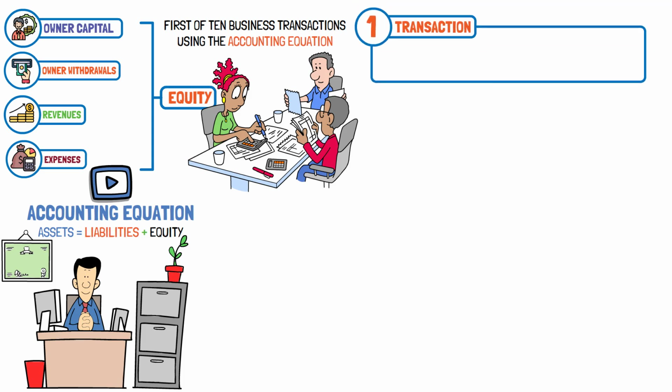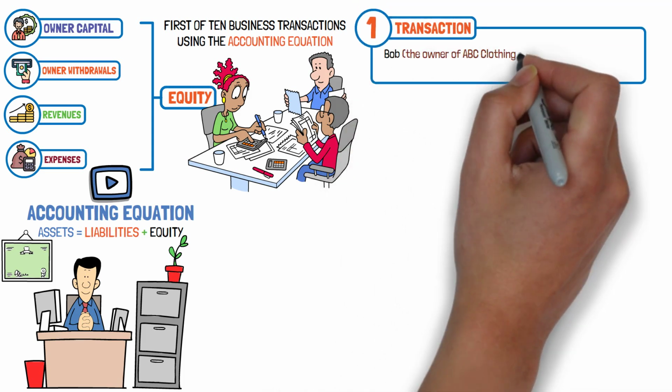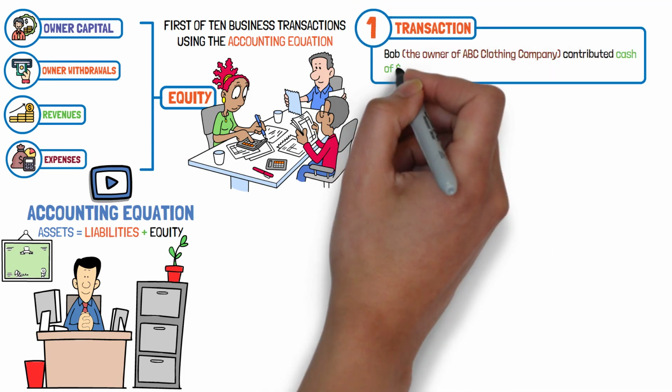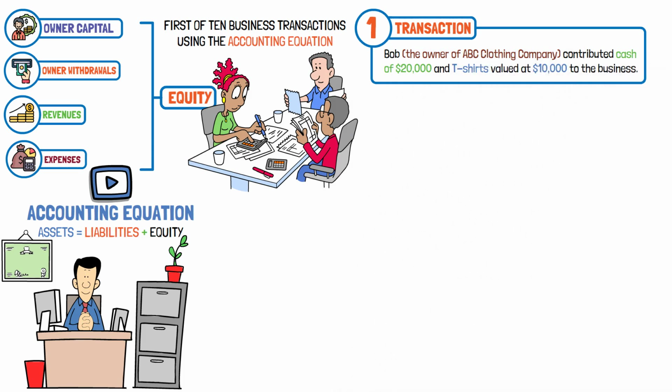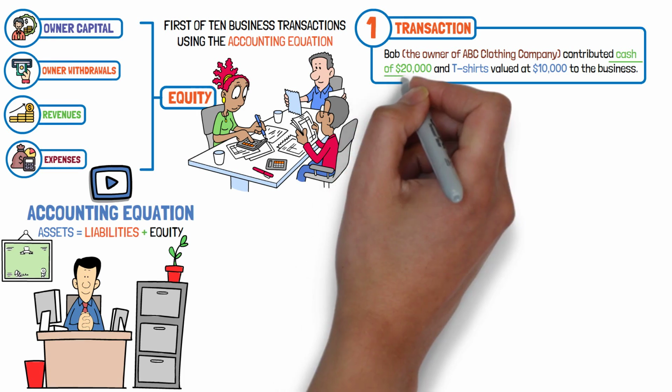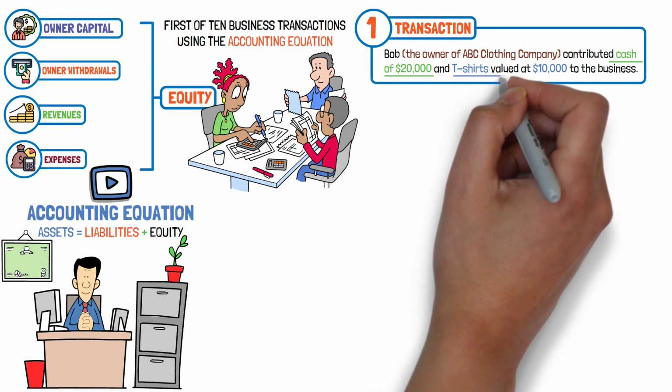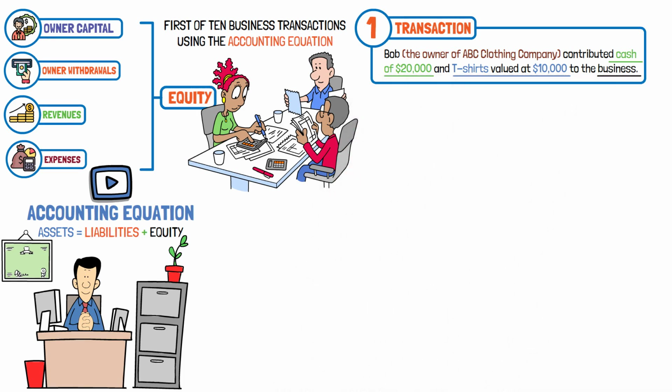Transaction 1. Bob, the owner of ABC Clothing Company, contributed cash of $20,000 and t-shirts valued at $10,000 to the business. We'll break this transaction into three parts. But before we proceed, it's essential to understand that every transaction will impact at least two accounts.